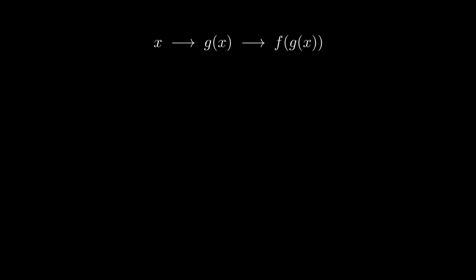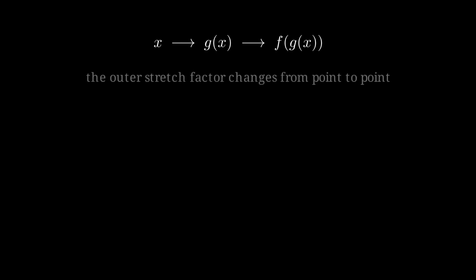There is one honest catch with the gear picture. Real rates are not fixed like gear teeth. The stretch factor changes depending on where you are along the curve. So the outer stage does not have a single ratio. It has a different ratio at every point.